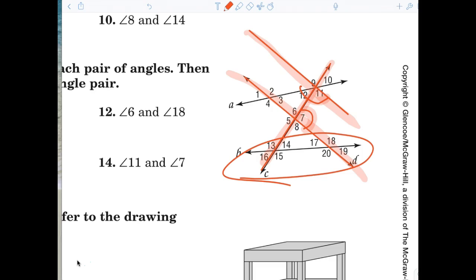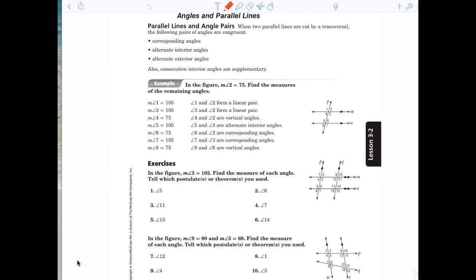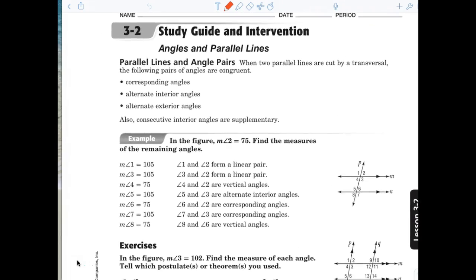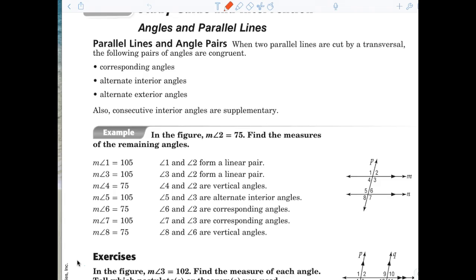All right? I think everybody here knows corresponding. I think you know the rules now. So now let's go on to today's lesson, which is 3.2. Now something that I think you already know, but we're just going to verify. It says when two parallel lines are cut by a transversal, these are always congruent.